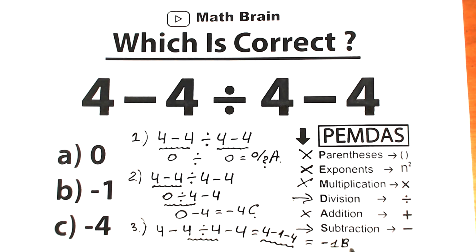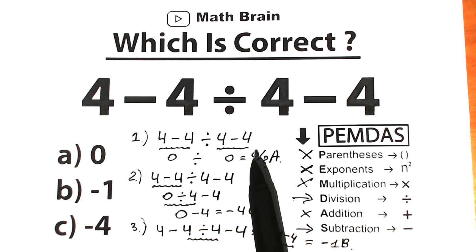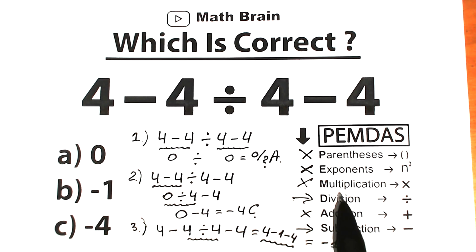This is option B. And right now, here's maybe the main question. What is the correct answer? 0, minus 4, or minus 1? It turns into a big argument. A lot of students are confused, arguing with each other about the correct answer. But let's go through these approaches.